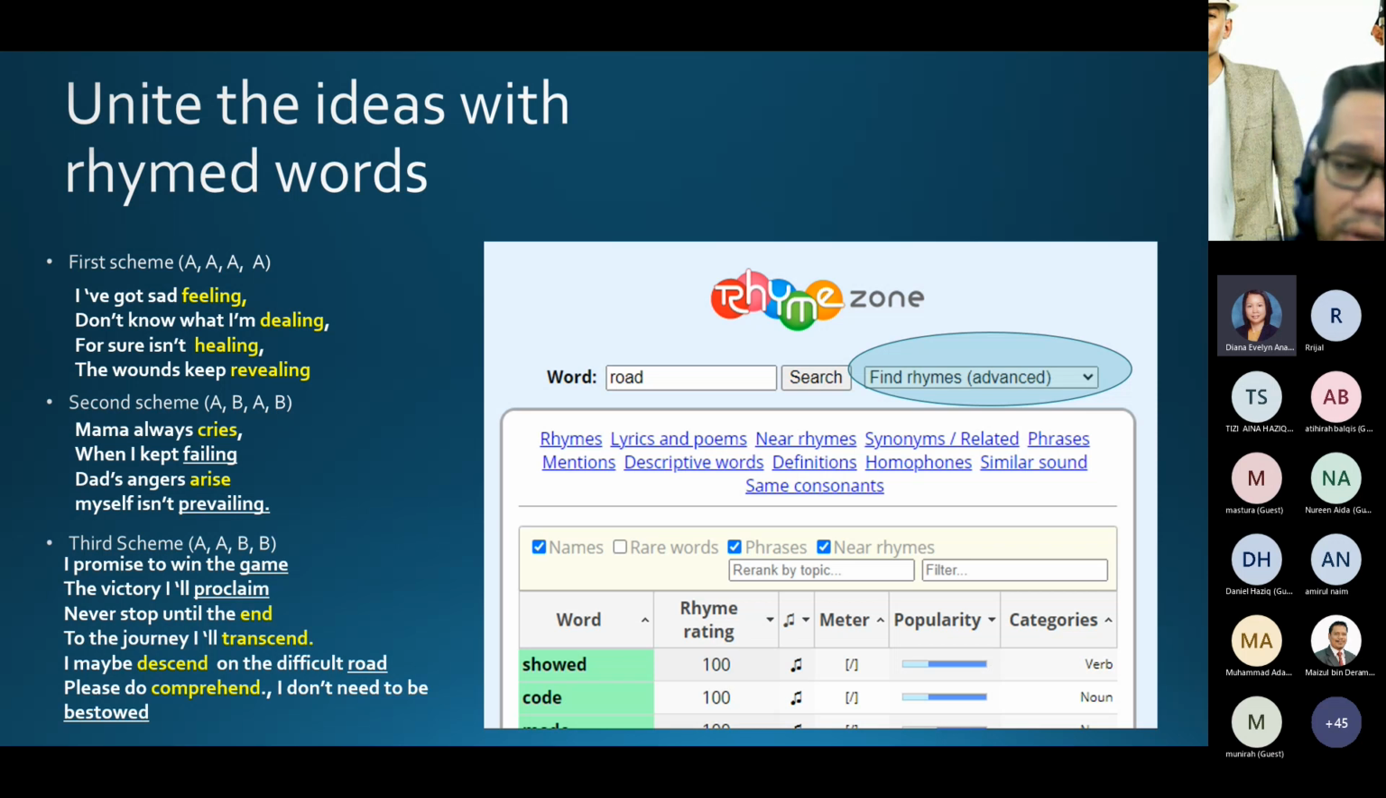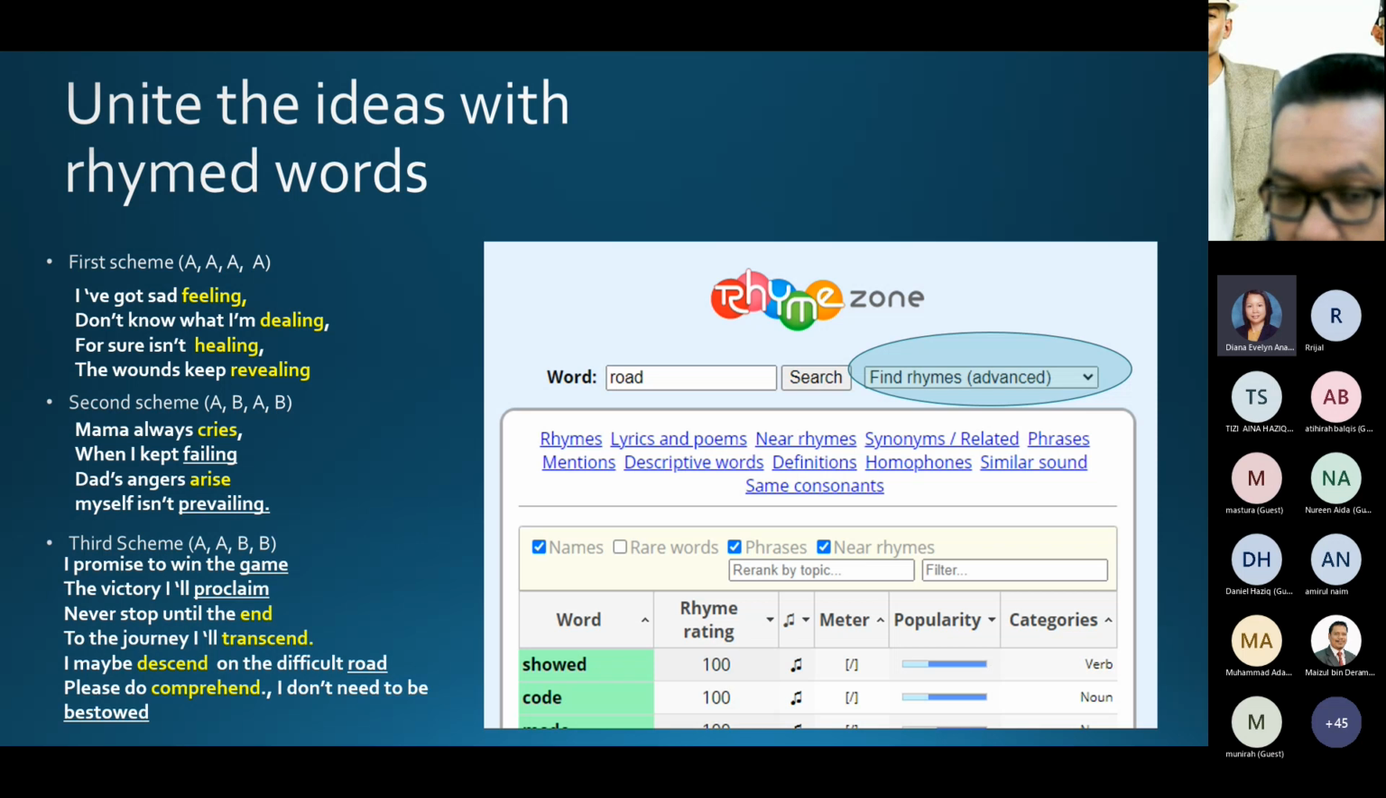Okay, so what app that you can choose to find your rhyme is Rhymezone. I tak jumpa lagi yang the best Rhymezone, because Rhymezone it function as not only to find rhyme but also function as dictionary yang you tak payah guna lah Google Translator ke whatsoever. Okay, pertama, bila you nak cari word, contohnya you nak cari word yang rhyme dengan road. So, you go to find rhyme advanced at first.